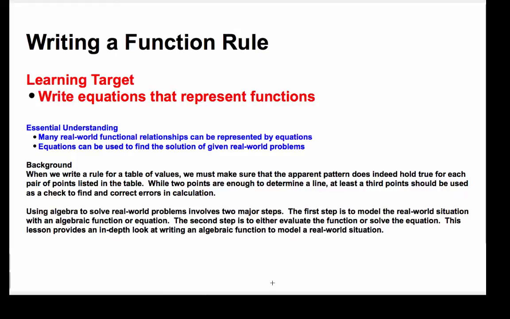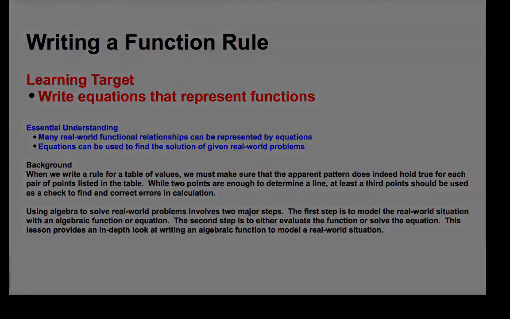Using algebra to solve real-world problems involves two major steps. The first step is to model the real-world situation with an algebraic function or equation. The second step is to either evaluate the function or solve the equation. This lesson provides an in-depth look at writing an algebraic function to model a real-world situation.